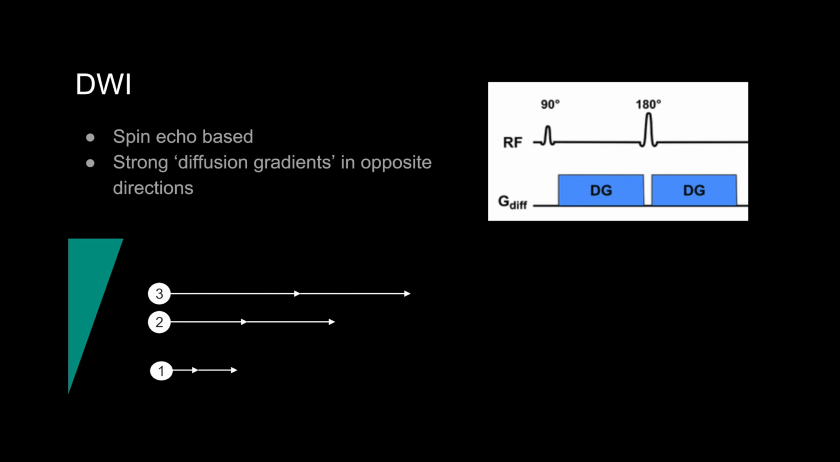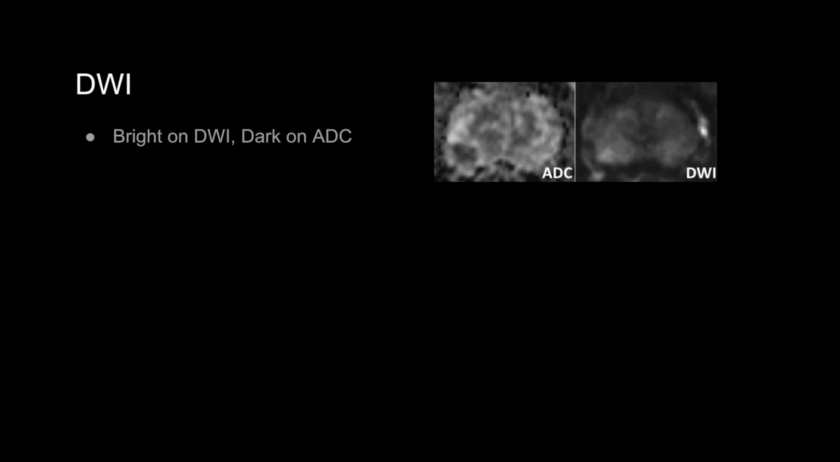So if that's confusing, don't worry. I just wanted to introduce the basic concept. What is more clinically important is what things that restrict diffusion look like on imaging. So things that have restricted diffusion are going to look bright on DWI images for the reasons that we just described. And on ADC maps, or apparent diffusion coefficient maps, they're going to look dark.